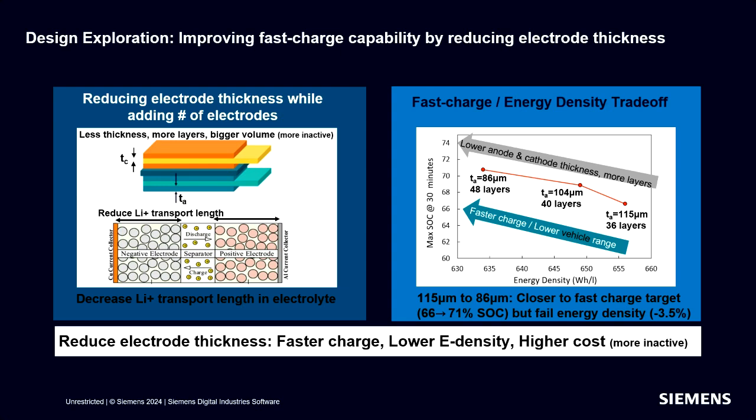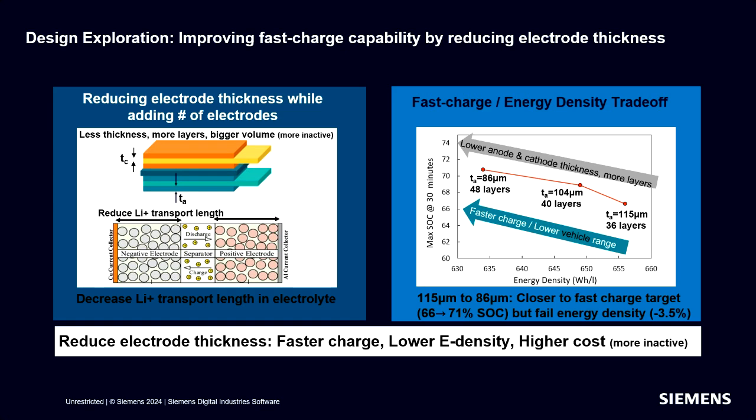On the right, we show the result of the electrode thickness design exploration performed using Battery Design Studio. And we show the maximum SOC accessible at 30 minutes for 3 different variations. One at 86 micron layer thickness, one at 104 micron thickness, and one at 115 microns for the anode thickness. The 115 micron anode is the initial design, and the thickness of the cathode is changed in proportion, and the number of layers is also changed to keep the total capacity constant.